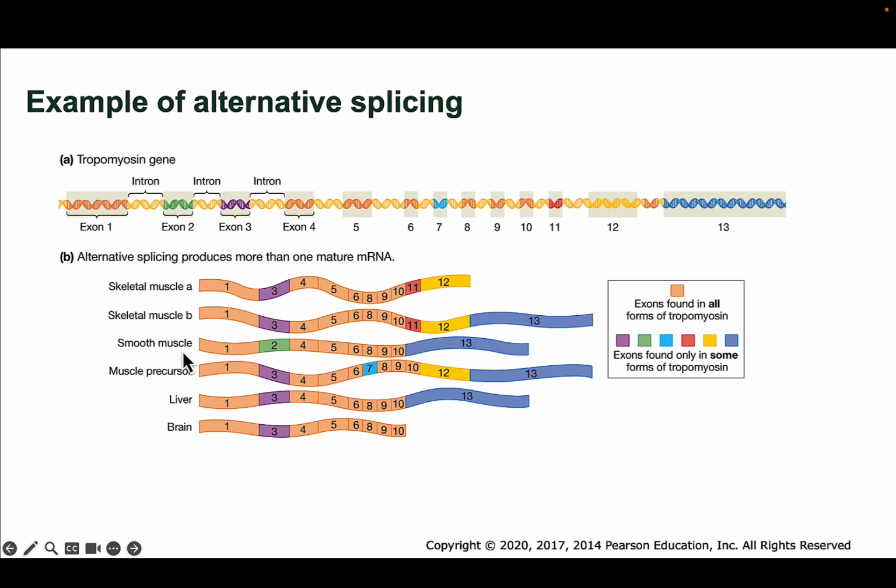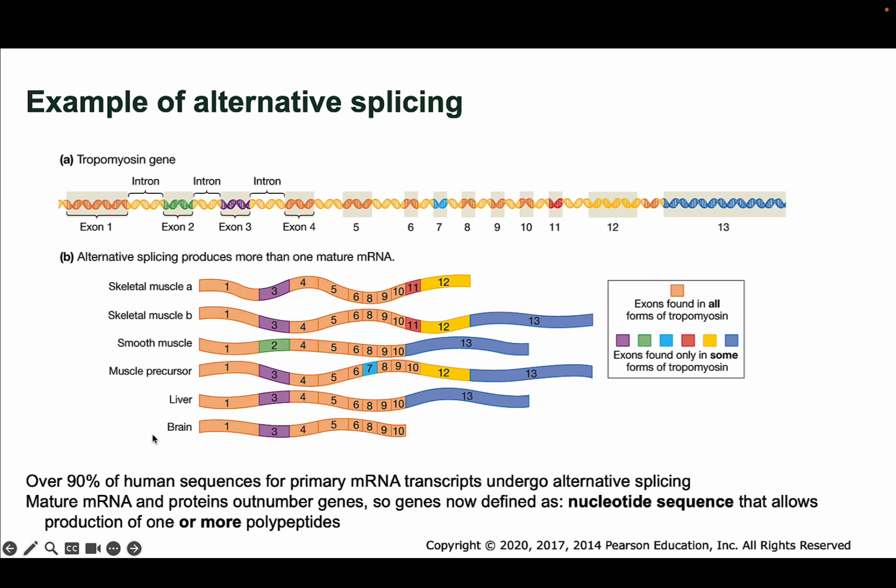So in smooth muscle cells, we see the inclusion of exon number 2. In a muscle precursor cell, you can see we have the inclusion of intron 7. And then this mRNA transcript is further modified in the liver and in the brain. So it turns out that over 90% of human sequences for primary mRNA transcripts do undergo alternative splicing.